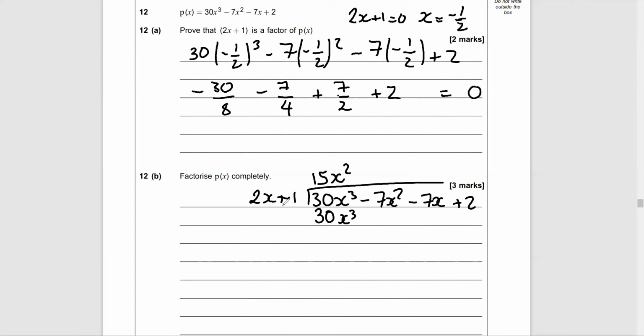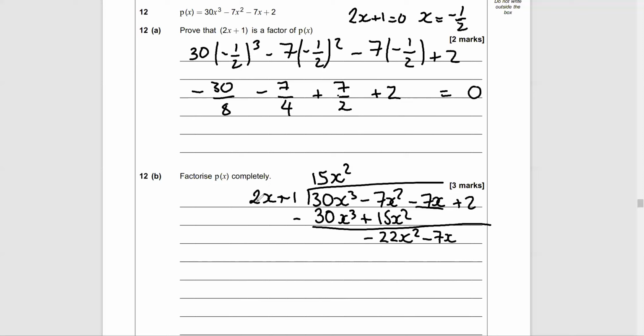And then we have to work out what 1 times 15x squared is. So that's just 15x squared. So I'm going to draw a line and take these away from each other. So 30x cubed minus 30x cubed is 0, which is what we were hoping for. And minus 7x squared minus 15x squared is going to give me minus 22x squared. And then I'm just going to bring the term here down.